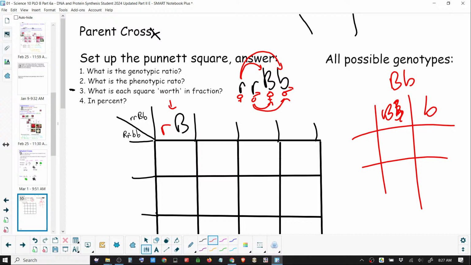It's a little easier if I color code them. I'll make this one red since it already is. I'll leave that one black. But if I make this one pink and this one light blue, we can see the first one has to be RB.